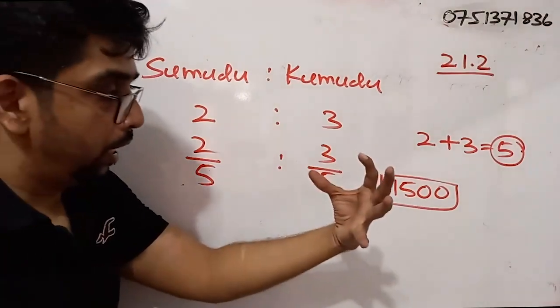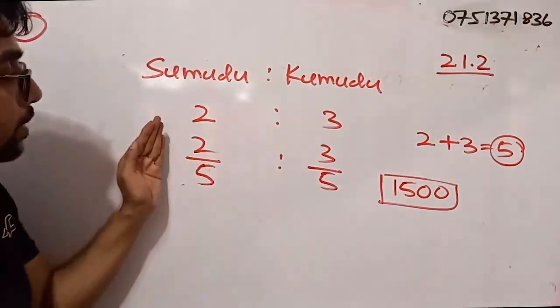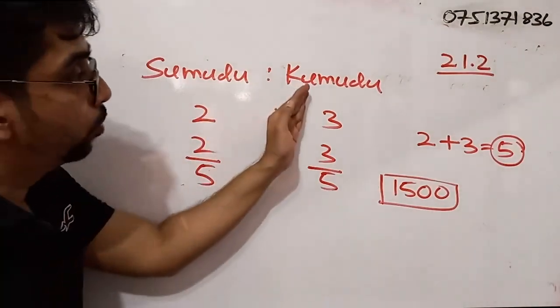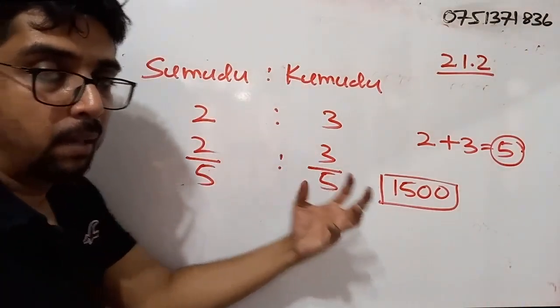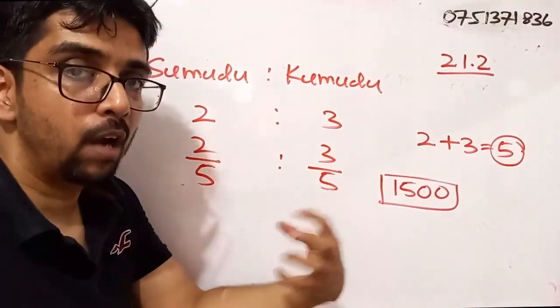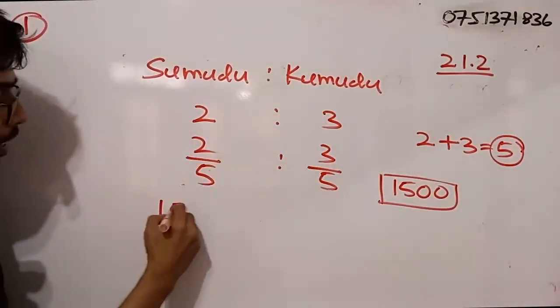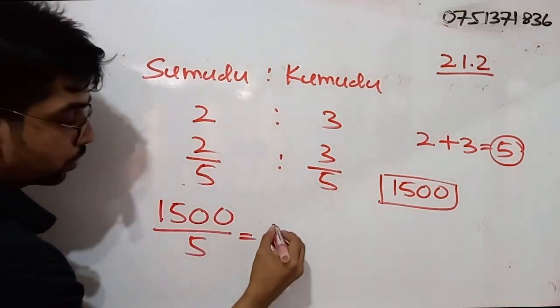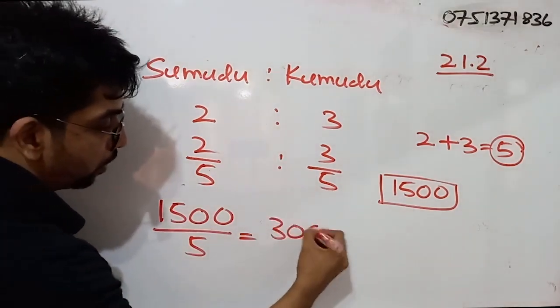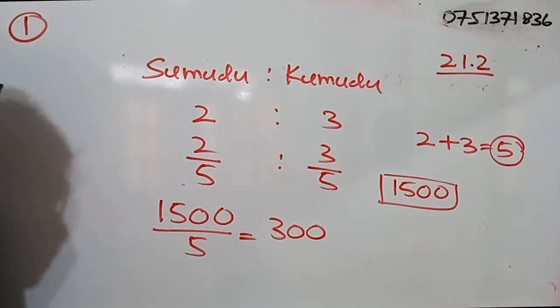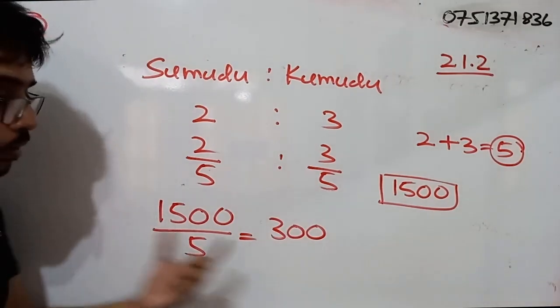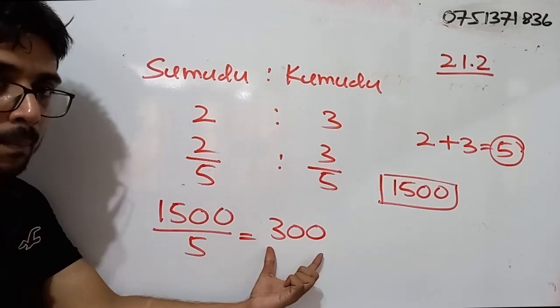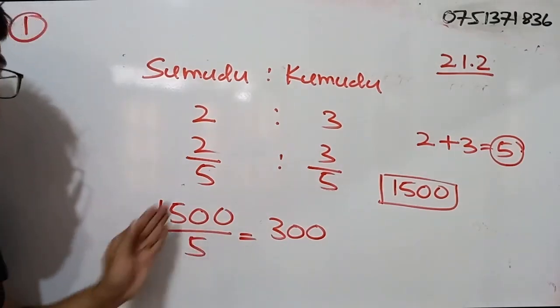Right? So Sumudu gets 2 parts, Kumudu gets 3 parts. That means how do we calculate the value of one part? Simply take 1500 and divide it by 5. So what will be the value? 300 rupees. In this case these are rupees, no? So this value will be what? Rupees. So this is the value of one part.